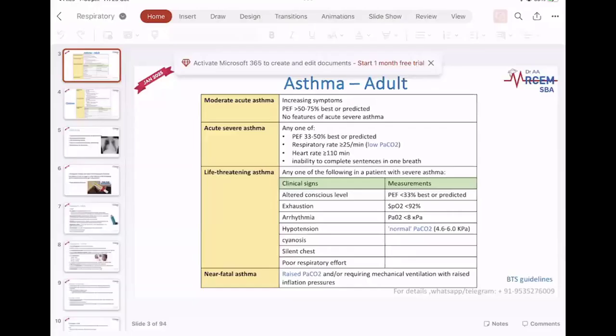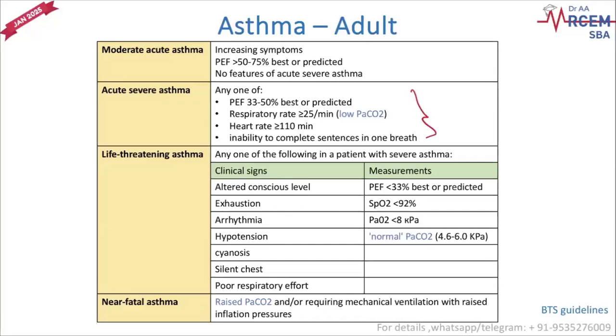Another takeaway point is, for example, the patient has tachypnea, tachycardia, and his SpO2 values are less than 92. That is enough for you to label it as life-threatening asthma. That means any one of these features, for example, he has all the features of acute severe asthma, but one feature of a life-threatening asthma like hypotension, or PaO2 values less than 8 kilopascals, is enough for you to label it as life-threatening asthma.